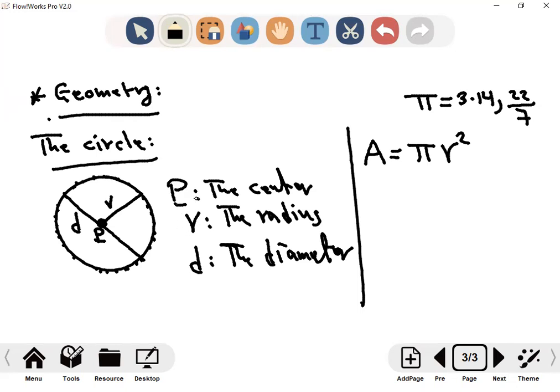Sami. P the center, R the radius, D the diameter, okay? Pi, you can use one of these two values, 3.14 or 22 over 7. One of them is okay. But normally and easily we use 3.14, okay? This is the area. Area means how much is the area of all of the circle, right?